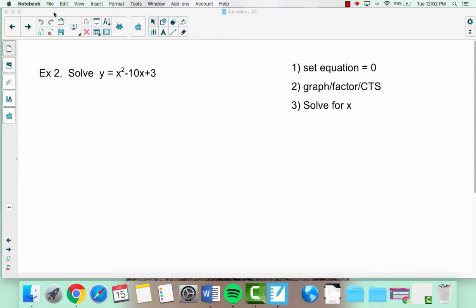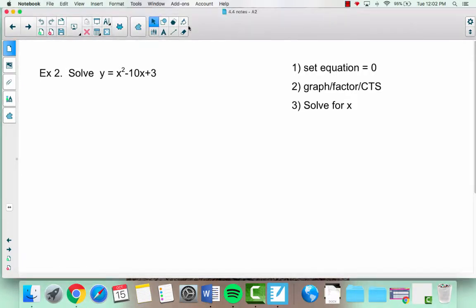If we're going to use completing the square to solve quadratics, we're going to basically be following this three-step method. So here in example 2 it says we want to solve the equation y equals x squared minus 10x plus 3. Now before you decide if you're going to use completing the square, I would always encourage you to look and see if you can factor your equation, because factoring is obviously a much quicker method.